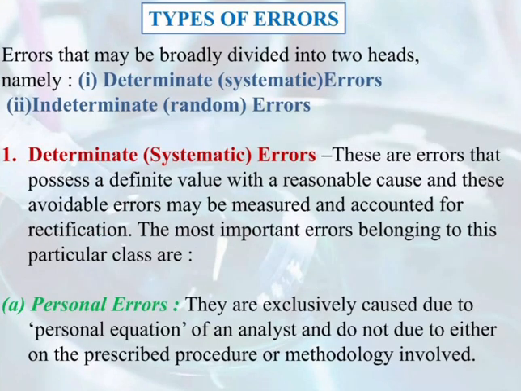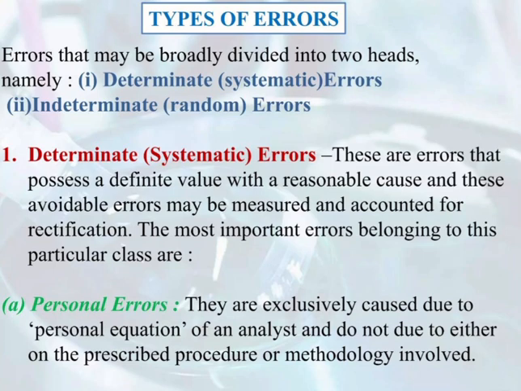Now let's discuss the types of error. Errors may be broadly divided into two heads: determinate error, also known as systematic error, and the second one, indeterminate error, which is also known as random error. Let's discuss determinate or systematic error. Systematic errors are errors which have a definite value with a reasonable cause, and they are also known as avoidable errors. These avoidable errors may be measured and accounted for. They are subject to rectification.